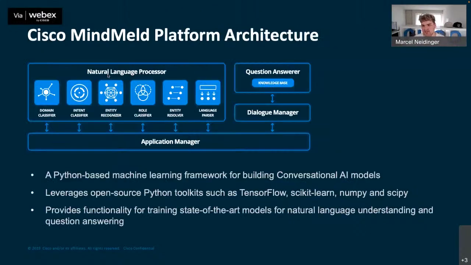So this entire platform is a Python-based machine learning framework that uses all of the open source tools that we saw on the left side in the previous slide, like TensorFlow, scikit-learn, NumPy, SciPy. And then it provides you with a layer of abstraction to do these typical tasks that you have in natural language understanding or natural language processing, like domain classification, intent classification, entity recognition, role classifier, entity resolver, the language parser, and all of these parts that make a successful NLU pipeline.